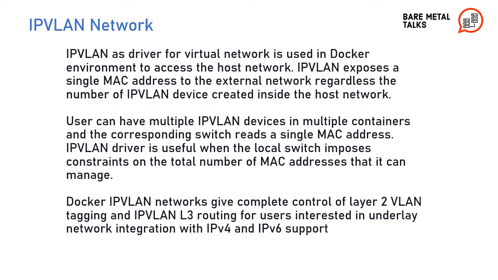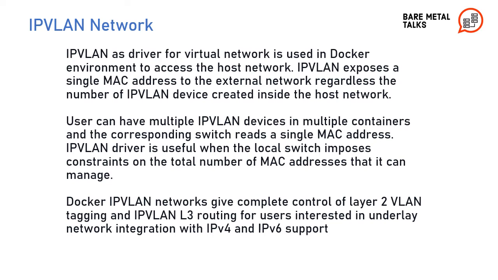IPVLAN as a driver for virtual networks is used in Docker environments to access the host network. IPVLAN exposes a single MAC address to the external network regardless of the number of VLAN devices created inside the host network. A user can have multiple IPVLAN devices in multiple containers, and the corresponding switch reads a single MAC address. The IPVLAN driver is useful when the local switch imposes constraints on the total number of MAC addresses that it can manage. Docker IPVLAN networks give complete control of Layer 2 VLAN tagging and IPVLAN Layer 3 routing for users interested in underlay network integration with IP version 4 and IP version 6 support.